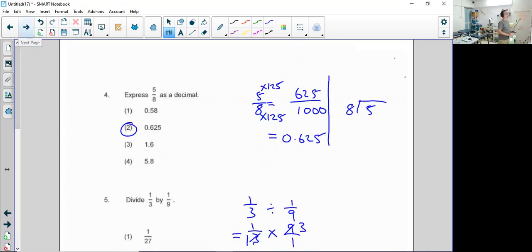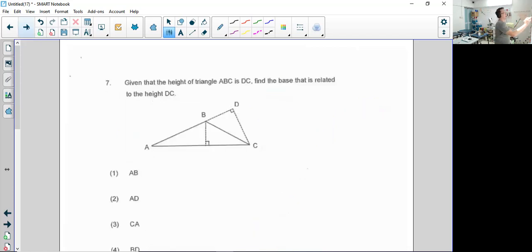Question number 7, right? Given that the height of triangle ABC, so what triangle are you looking at? You are looking at this triangle. So make sure you highlight the triangle that you're looking at, and the height is DC. So this is the height, right? Then where is the base? The base has to be at right angle to the height.